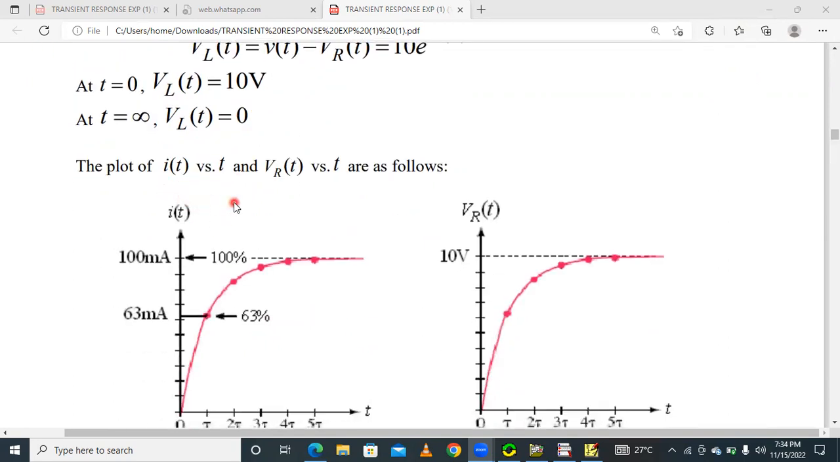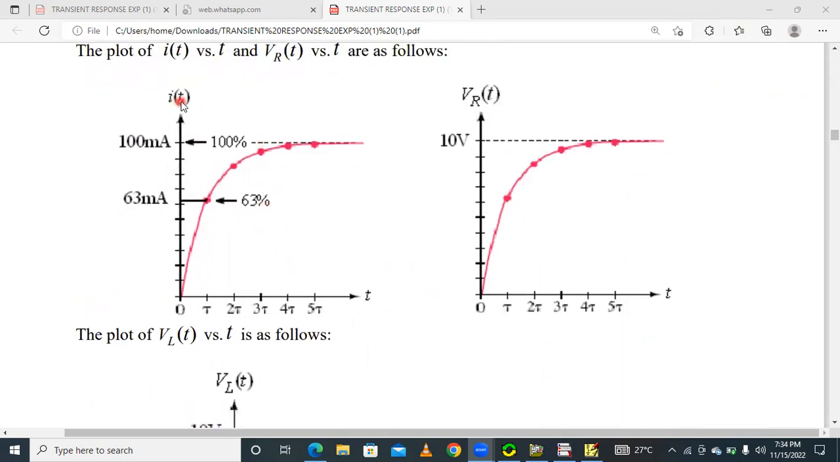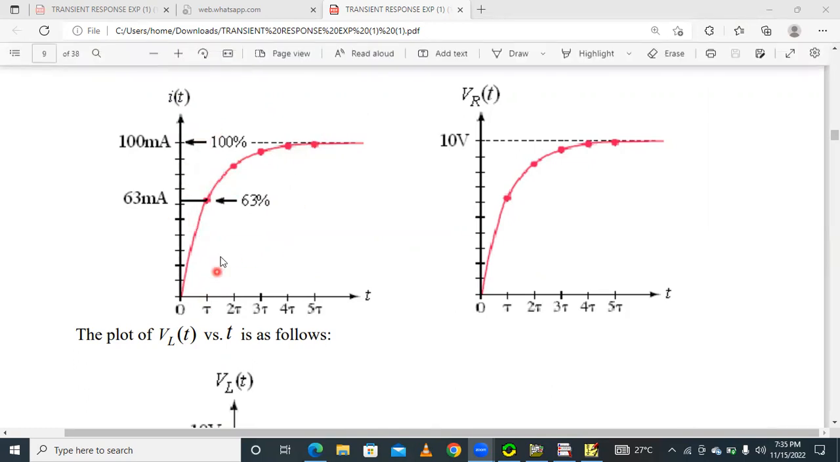So by plotting these curves, we will get this type of curves. I of t, the current flowing through the inductor, is exponentially increasing. During the transient condition, sudden changes in current are not allowed, so the current in the inductor is equal to 0. After that, it increases exponentially, and finally the inductor is a short circuit, so the maximum current flows through the inductor. Like this, we will get this waveform.